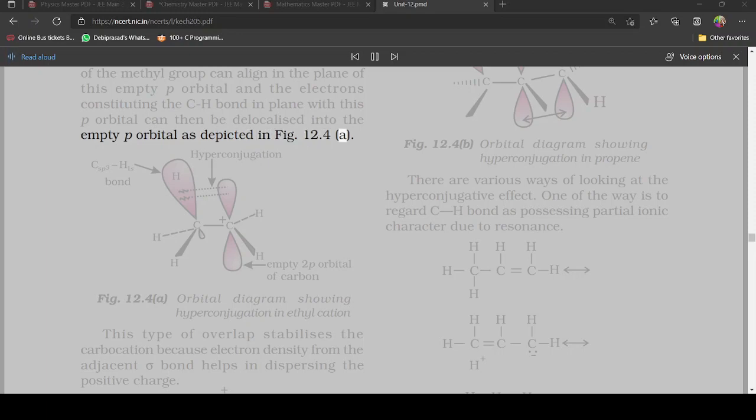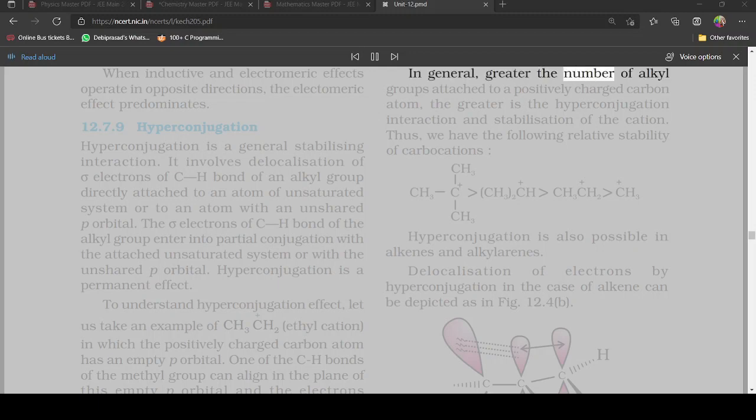12.4a. In general, the greater the number of alkyl groups attached to a positively charged carbon atom, the greater is the hyperconjugation interaction and stabilization of the cation. Thus, we have the following relative stability of carbocations.